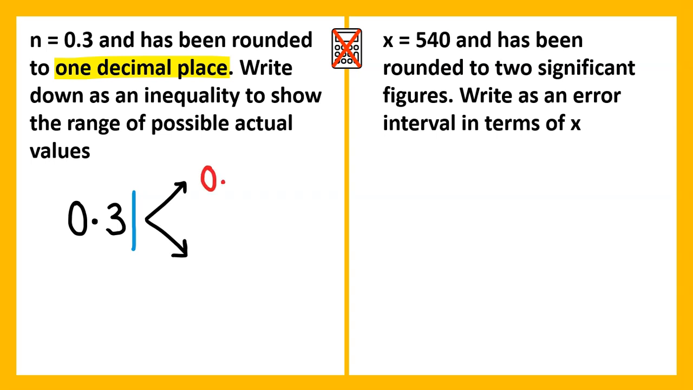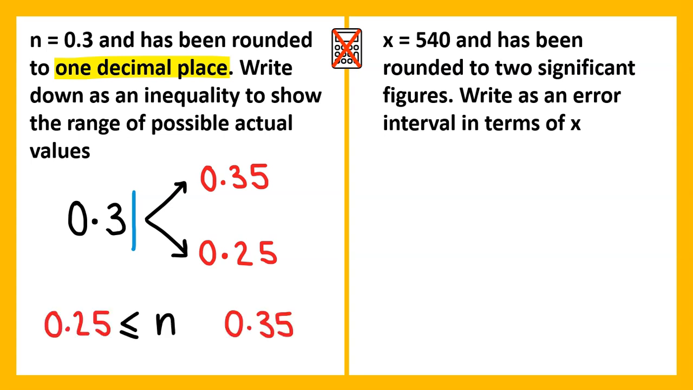Using my method, I can keep everything the same and place a 5 after the rounding line. And for my lower bound, I can do the same, but remember to take away 1 from the number before the rounding line, meaning n is greater than or equal to 0.25, but less than 0.35.